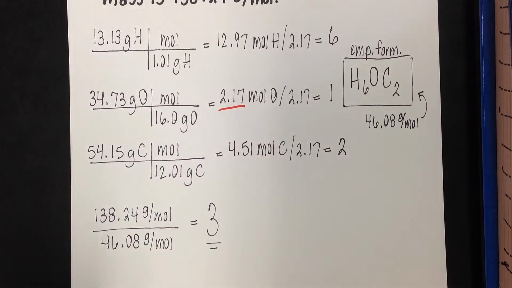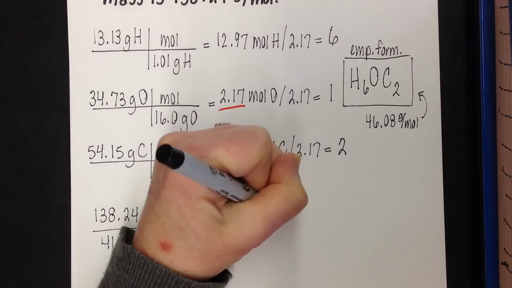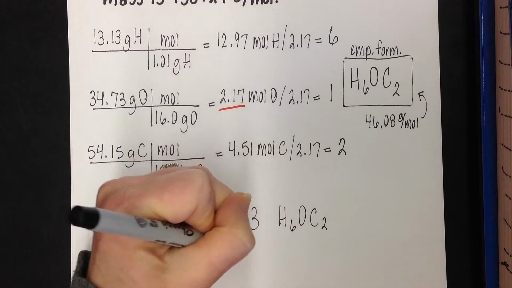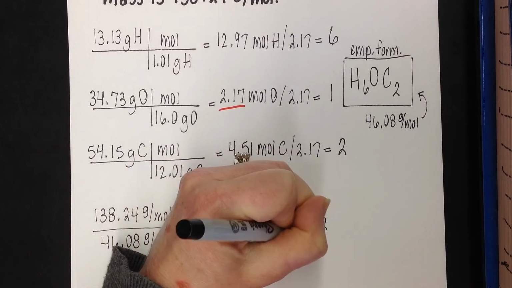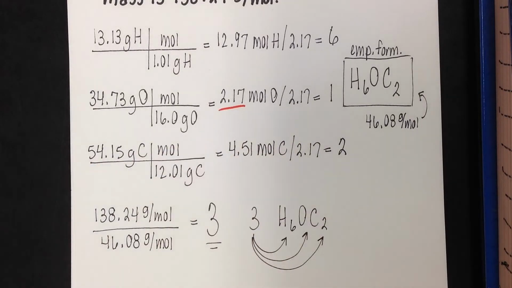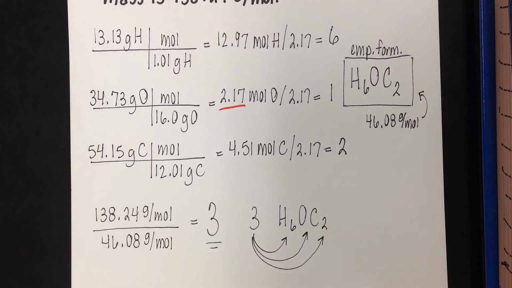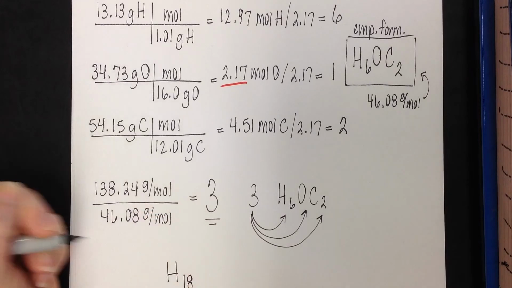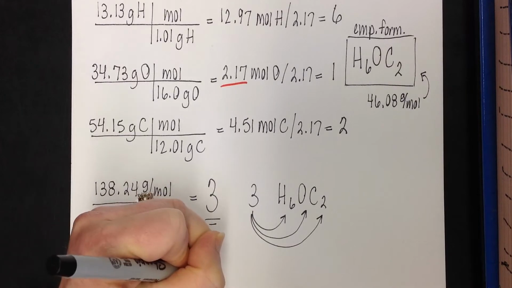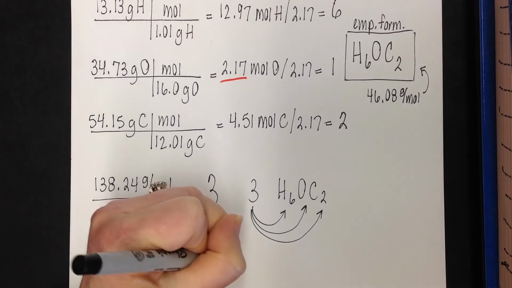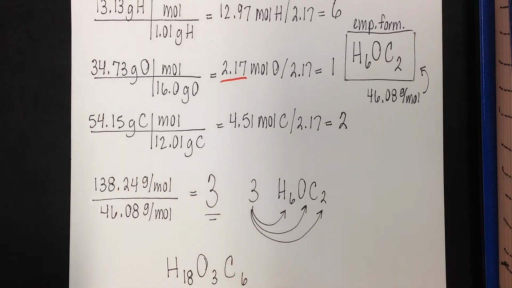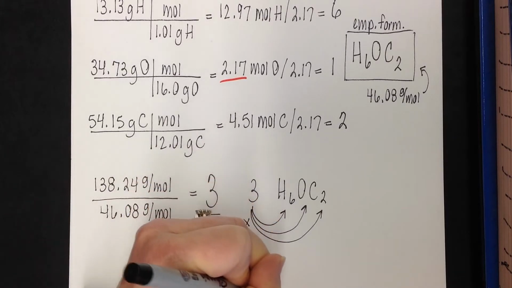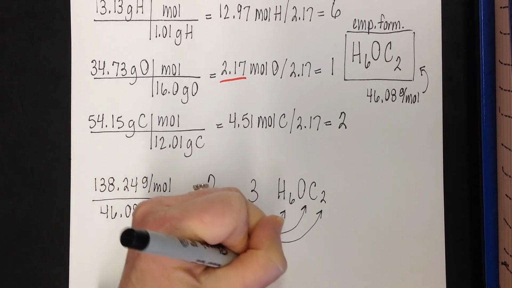And basically what we're going to say is that 3 times the H6O1C2. So we're multiplying it here, here, and here. So the molecular formula is H18O3C6, because remember we're multiplying those. And this is the molecular formula.